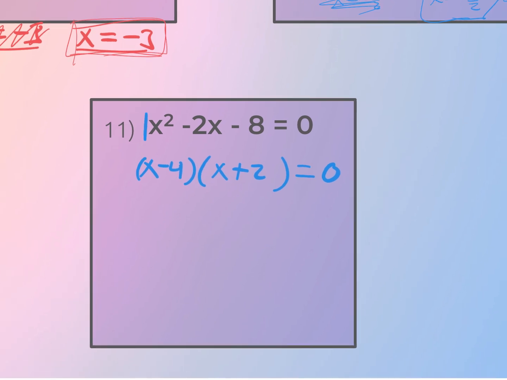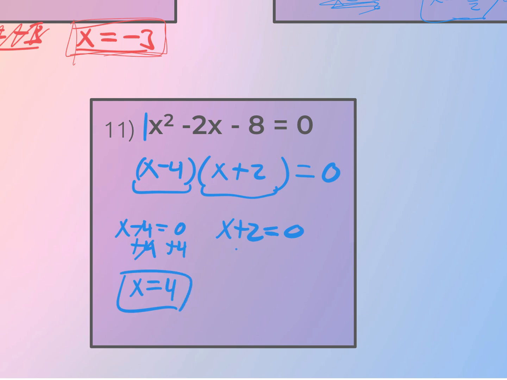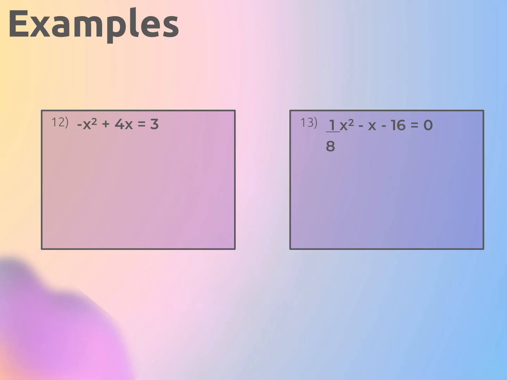Now that it's fully factored, zero product property, let each of these equal 0. So x minus 4 equals 0, x plus 2 equals 0. Add 4, so we get x equals 4. Subtract 2, then we get x equals negative 2. All right, let's keep going.